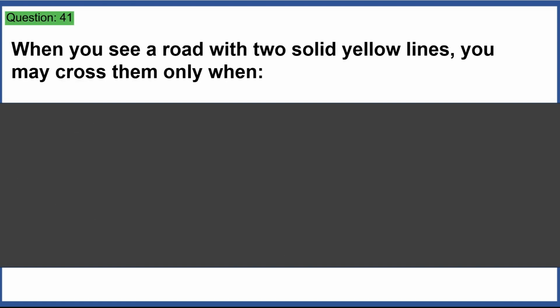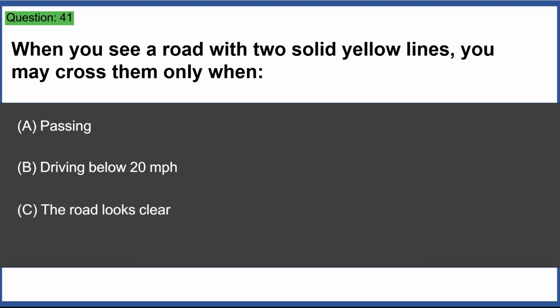When you see a road with 2 solid yellow lines, you may cross them only when: A. Passing. B. Driving below 20 miles per hour. C. The road looks clear. D. Turning left into a driveway. Answer D. Turning left into a driveway.